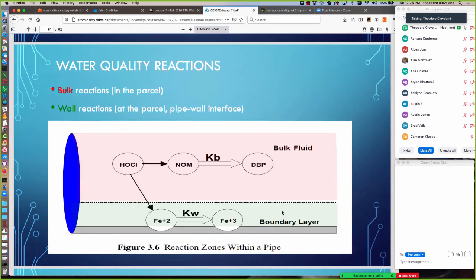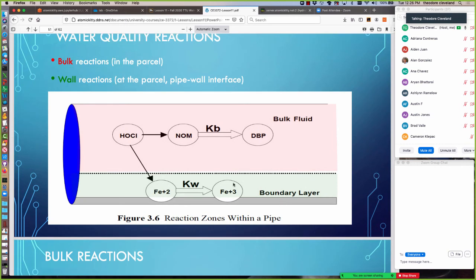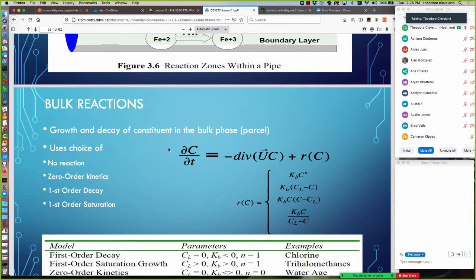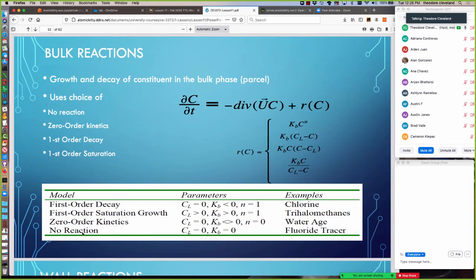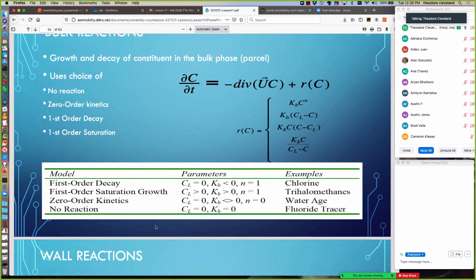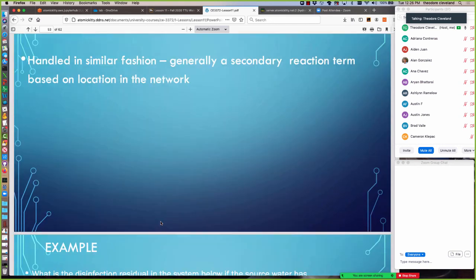The reactions that are built into the program are bulk reactions, so that's in the main liquid phase, and reactions that occur at the wall and a boundary layer within a wall. So this diagram is showing iron oxidation reactions at the boundary layer and disinfection reactions in the bulk fluid. And there are four different kinetic models that are provided in the program: first order decay, first order saturation, zero order kinetics, and then no reaction, which is a tracer. You can think of that as a tracer model. And then the wall reactions are handled in a similar fashion.